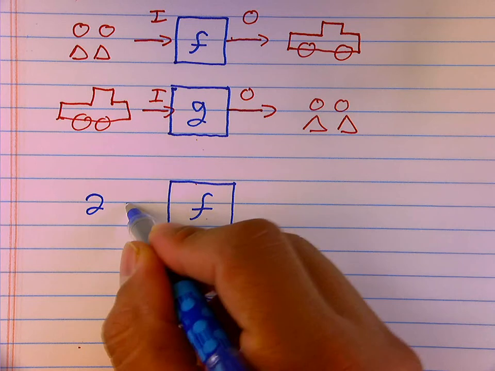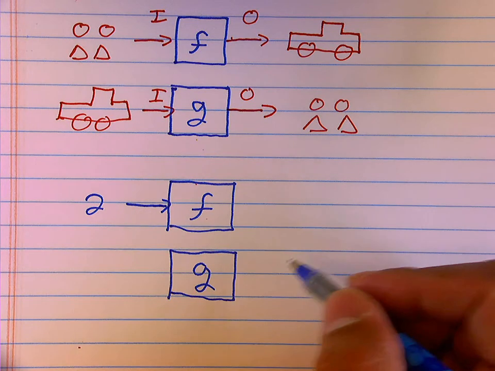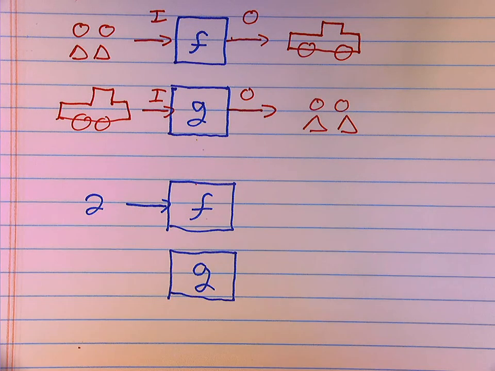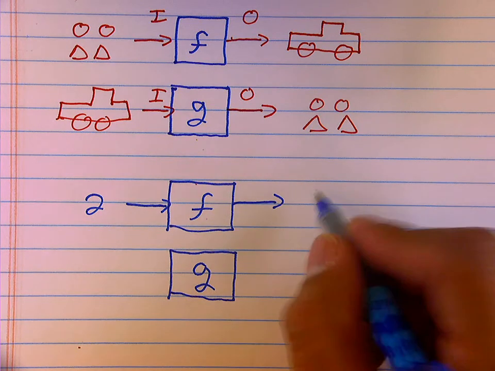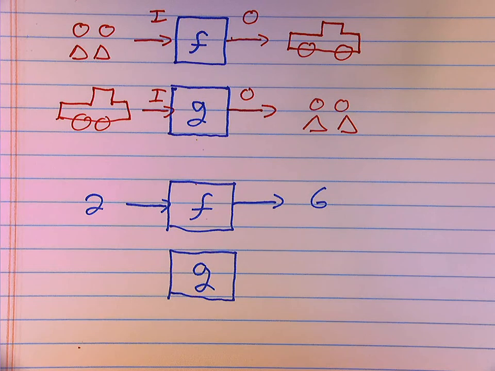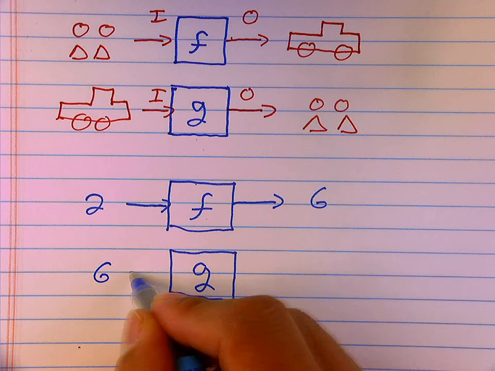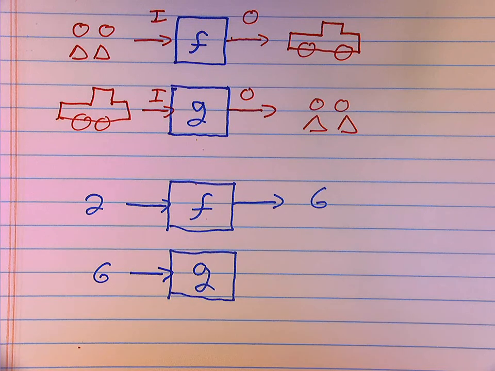And I take a 2 and I plug it in to F. I don't exactly know what the function does, but whatever it does, out of that function, we'll say, comes a 6. If G is in fact the inverse, the opposite set of operations, then when I take that 6 and I plug it in to the G operation, out's going to come a 2.